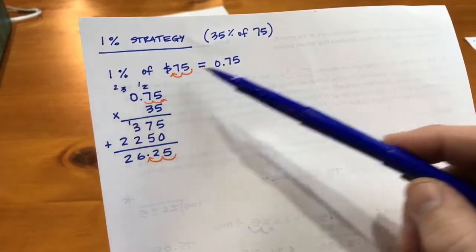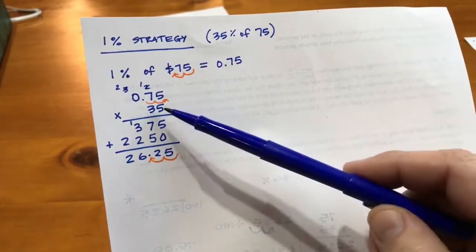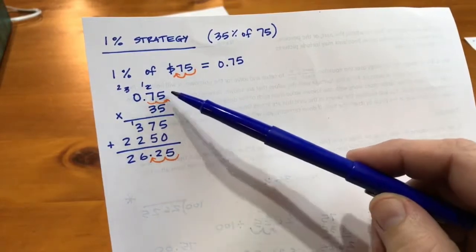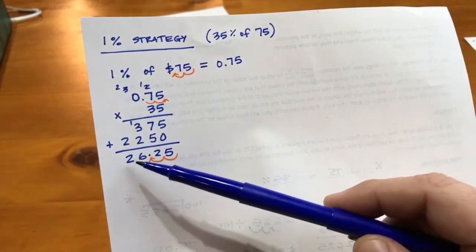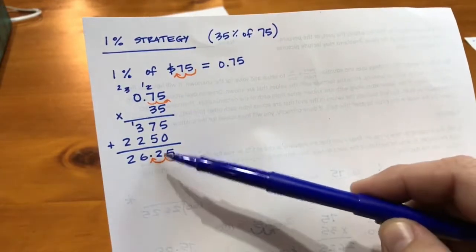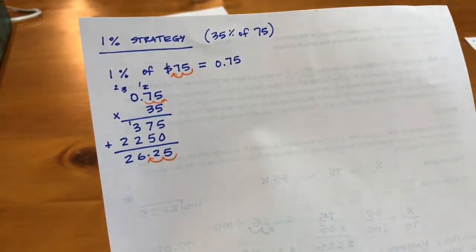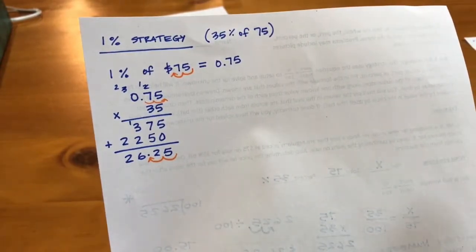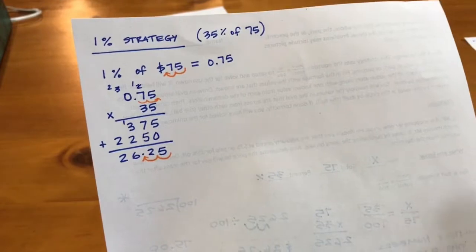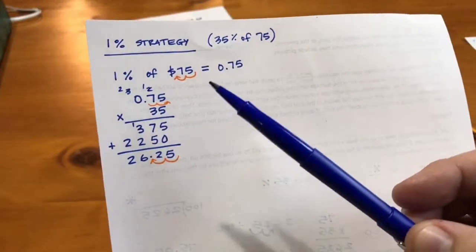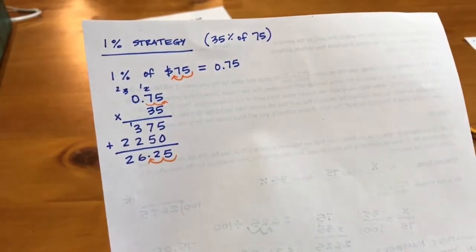So I can take that 1%, 0.75, and multiply it by the 35 that I need. And when I multiply 0.75 by 35, I get 2,625. And then when I move my decimal point back 2 places like I'm supposed to, I also get $26.25, which is the same answer I got using the bat and ball strategy. So the 1% strategy is also an easy way to find a percent of a number.